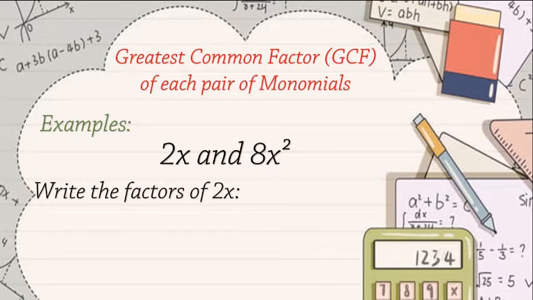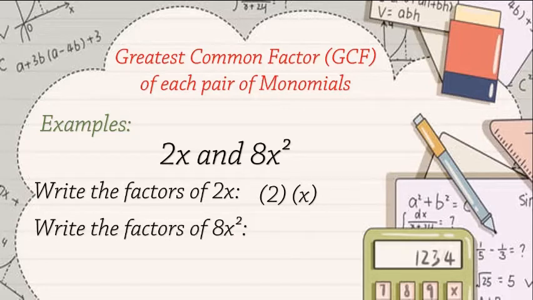Write the factors of 2x. Now, how are you going to know what are the factors of 2x? Try to think of a number that is being multiplied by the variable in this monomial. Now, what is the number and what is the variable? It is simply the 2 and x. So the factors of 2x is 2 and x.